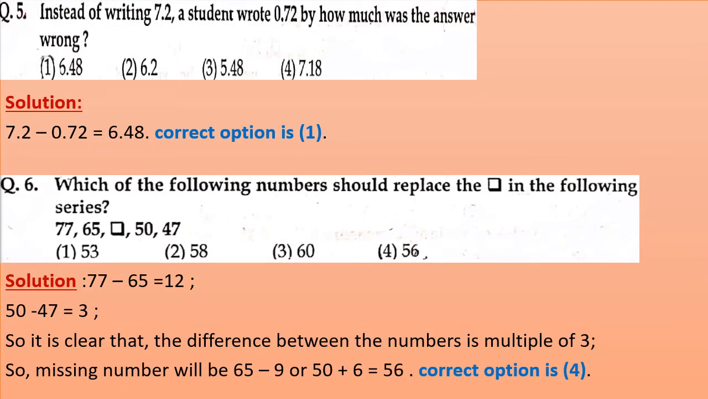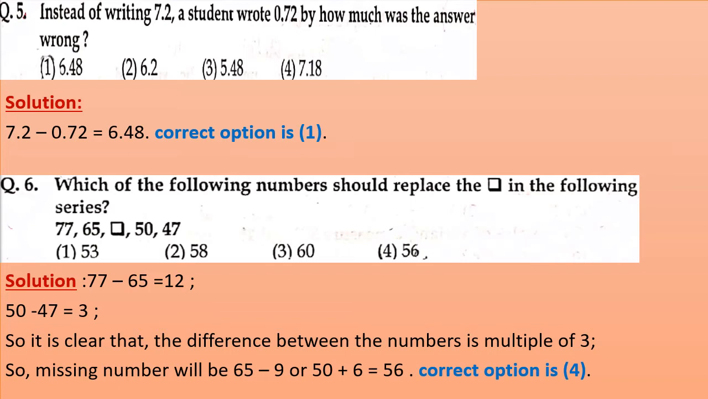Check out the solution of question 5 and 6 here. Question 5 is, instead of writing 7.2, the student wrote 0.72. By how much was the answer wrong? We will take out the difference. 7.2 minus 0.72 is 6.48. So the correct option is 1.